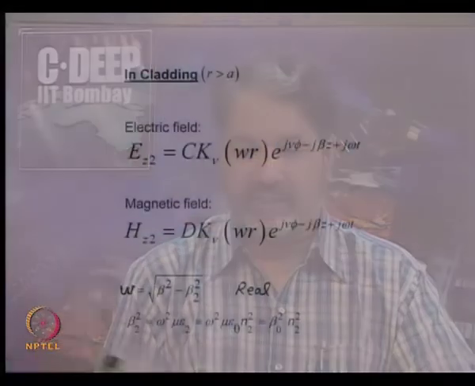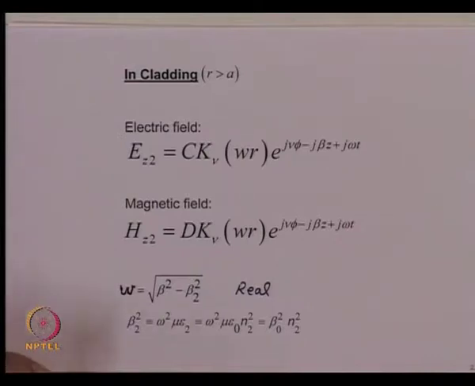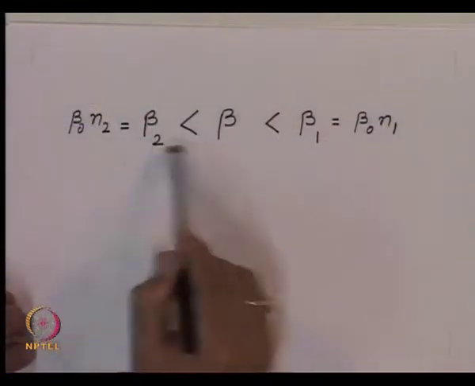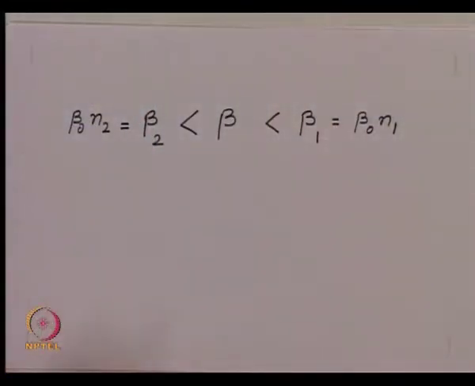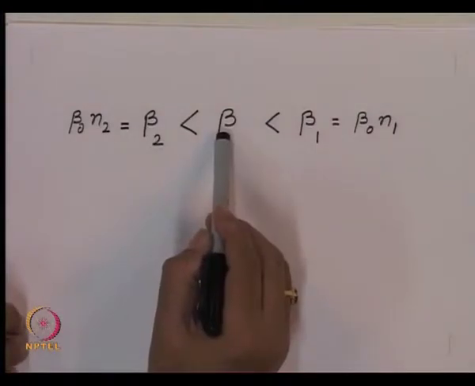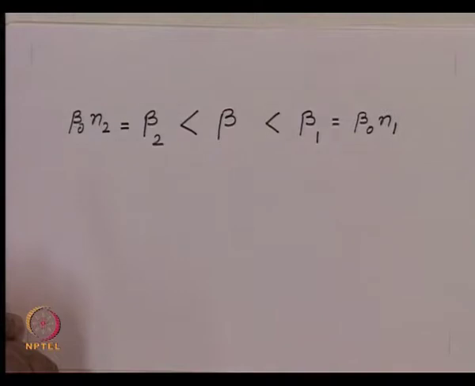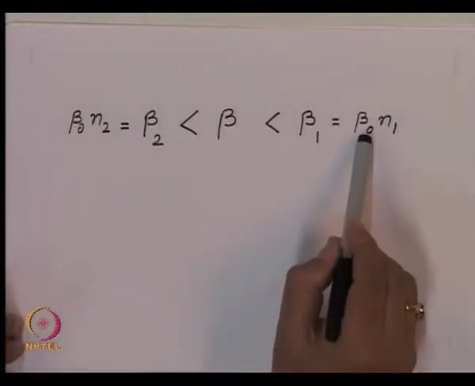So what we find is that once we have chosen this functional form for the fields inside the core and cladding, we have essentially put a condition on beta in an indirect fashion, that is, beta has to lie between the two bounds given by beta 2 and beta 1. So the lowest value of beta is equal to beta 2, which is nothing but beta 0 into n2, and the highest value of beta is beta 0 into n1.